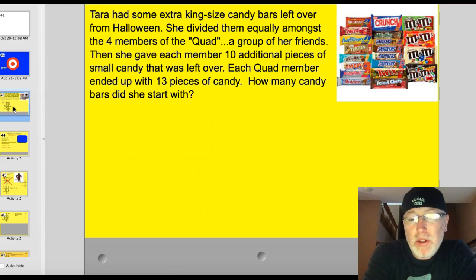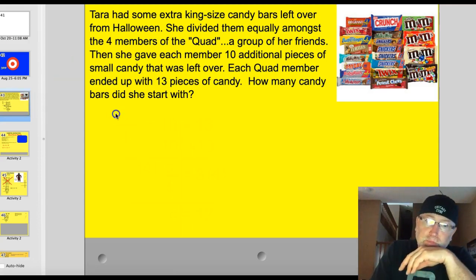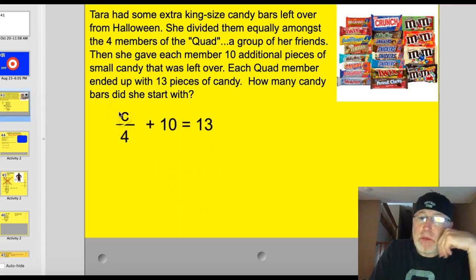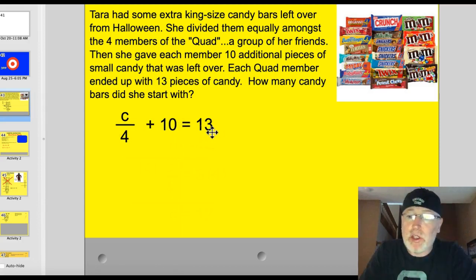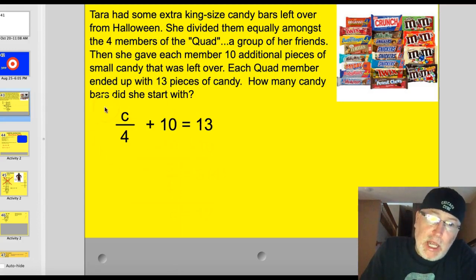Well, you could probably figure it out, but I'm using simple numbers here to help illustrate how we could write an equation for this. She started off with some candy bars and she divided them among 4 people. And then she gave each person 10 additional pieces of candy, so they all ended up with 13. Now that wasn't that difficult, was it? We've been spending time solving equations like this, and then equations that just said c plus 10. But this now is a two-step equation.